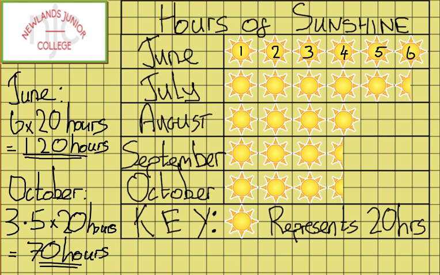Okay, why don't you pause the video at this stage and see if you can work out what the answer for the number of hours of sunshine recorded for August is. And I'll just write the answer in here for you. Okay, so for August, we have 1, 2, 3, 4 suns recorded. Each one represents 20 hours. So for this one, it's going to be 4 times 20 hours, which equals 80 hours sunshine in total.